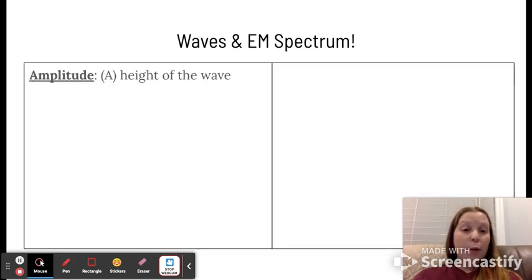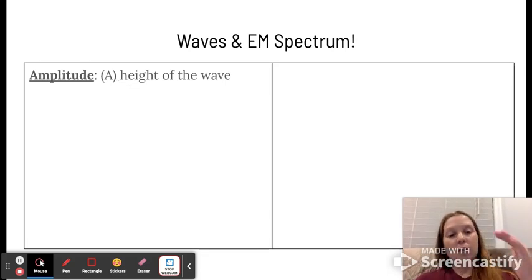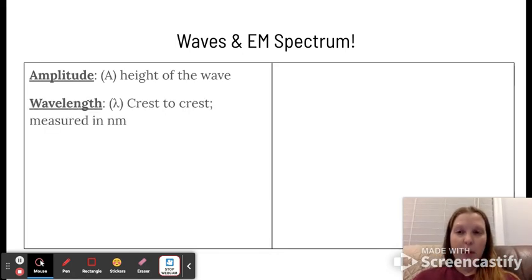So first, let's talk about the parts of a wave. Some terms you need to know here. Amplitude, which is noted by the capital A, is the height of the wave. So we're looking from baseline to the peak of the hill. How big is it? That's your amplitude.